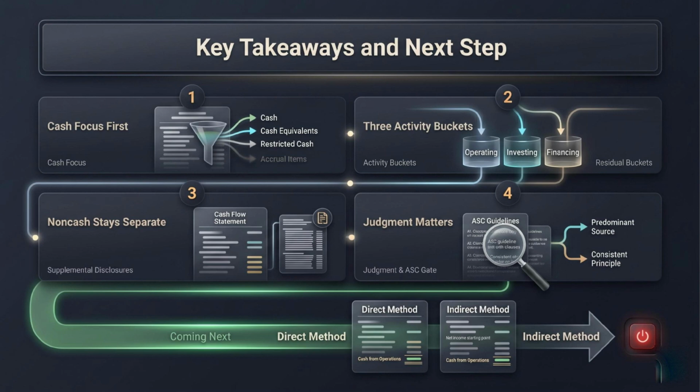The third takeaway is that non-cash investing and financing activities are disclosed separately, not ignored and not forced into the body. The fourth takeaway is judgment. Apply specific ASC guidance first, and when specific guidance is absent, use the predominant source or use principle consistently.